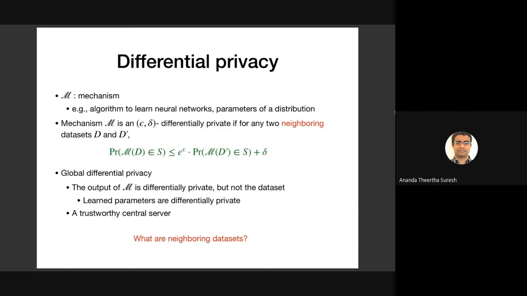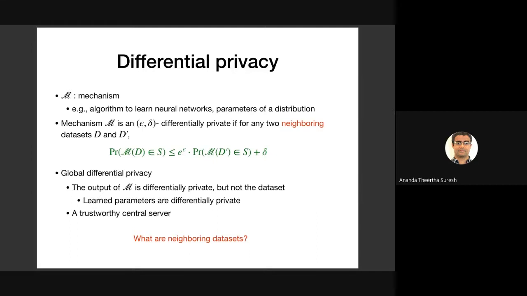So let's start with the definition of differential privacy. Let calligraphic M be a mechanism or an algorithm. You can think of this as an algorithm to learn neural networks or parameters of a distribution. We call a mechanism M epsilon delta differentially private if for any two neighboring data sets D and D prime, the probability that they output something differ at most by a multiplicative factor of e to the epsilon and an additive factor of delta.